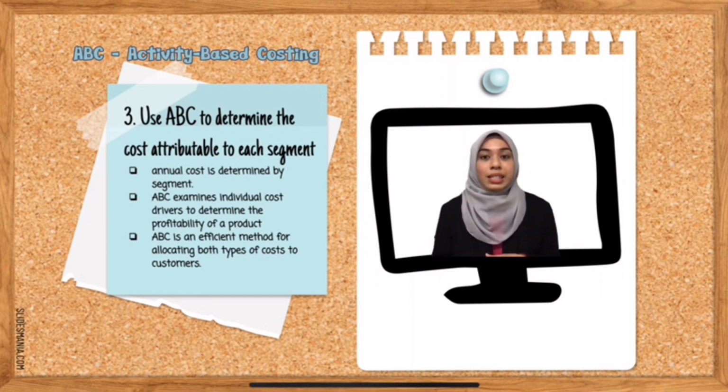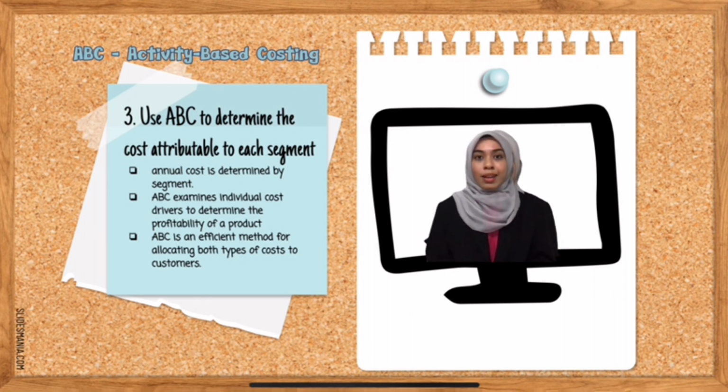However, these customers' expenses such as quality control and inspection charges, order picking, order fulfillment, and customer ordering costs are frequently hidden. Since ABC examines individual cost drivers to determine the profitability of a product, CPA also applies the same approach to customers. Therefore, ABC is an efficient method for allocating both types of costs to customers.